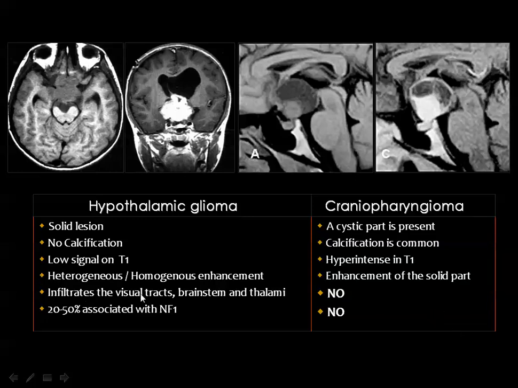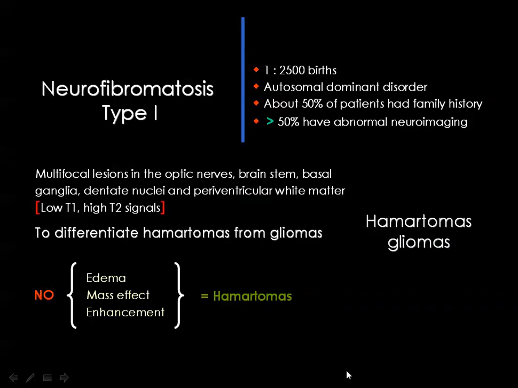This lesion infiltrates the visual pathways and is associated with neurofibromatosis type 1 in about 20 to 50% of cases. The craniopharyngioma has no relation to the visual pathways and has no relation to neurofibromatosis type 1. Then neurofibromatosis type 1 is an autosomal dominant disorder, and about 50% of the patients have a positive family history for this lesion.